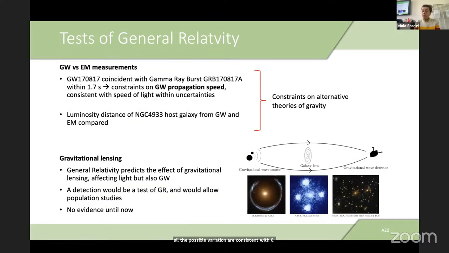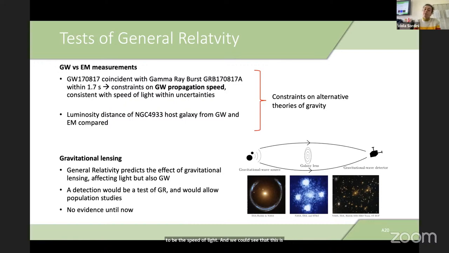I told you that GW170817 was observed in coincidence with a gamma ray burst, which was observed within 1.7 seconds. So this allowed us, for example, to constrain the propagation speed of GW, which is something that general relativity predicts to be the speed of light. And we could see that this is consistent with the speed of light within uncertainties.